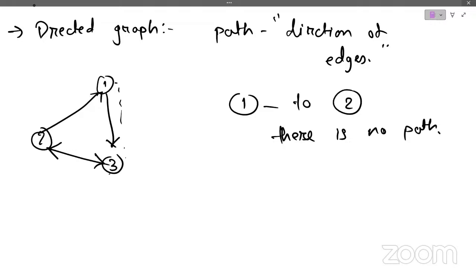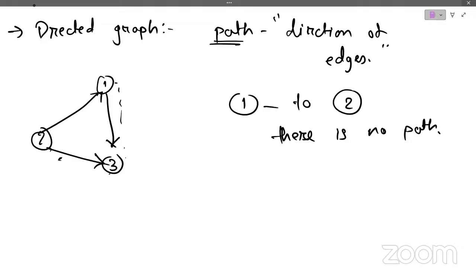If I make this edge in this way, so that it has both, I mean, we can move in both directions, then we can move from 3 to 2. But if there is no such sign, then there is no path between 1 and 2. So in a directed graph, when we consider a path, we also consider what the directions of the edges are.